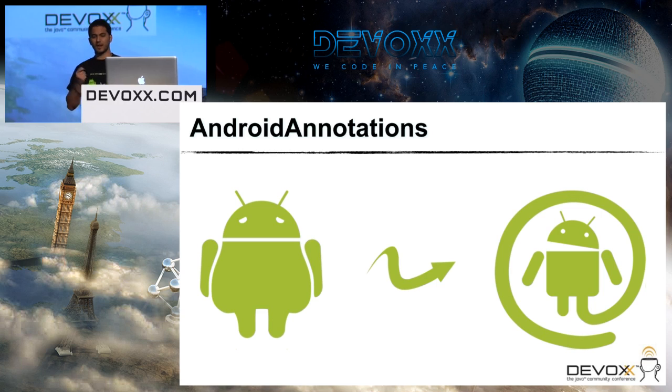So our goal is to bring a solution to replace this boilerplate code with simple code that shows its intent using annotations. And that's really what Android Annotations is trying to do. It makes your application more readable, and it makes your application more maintainable.